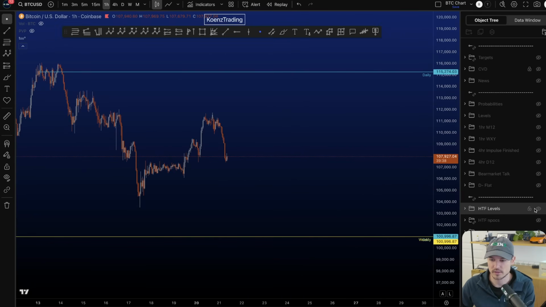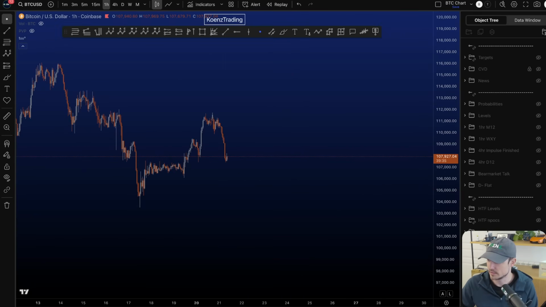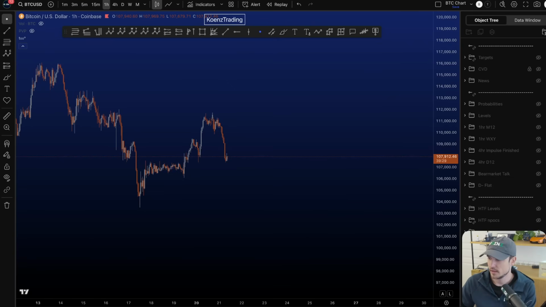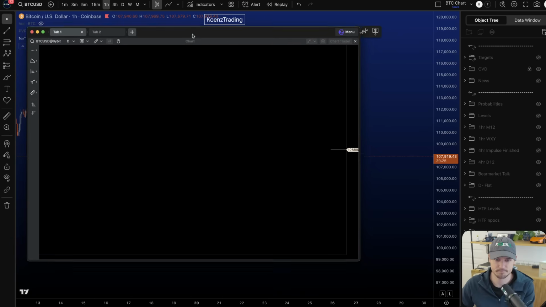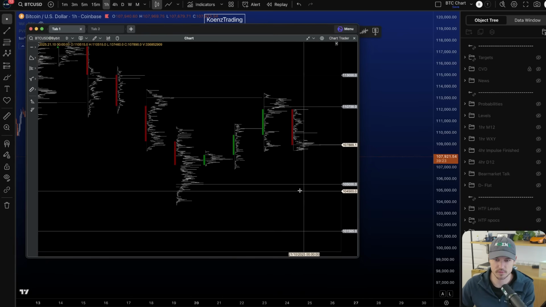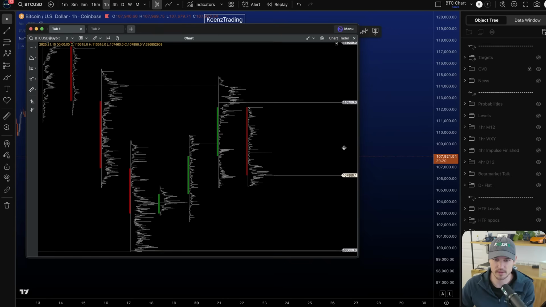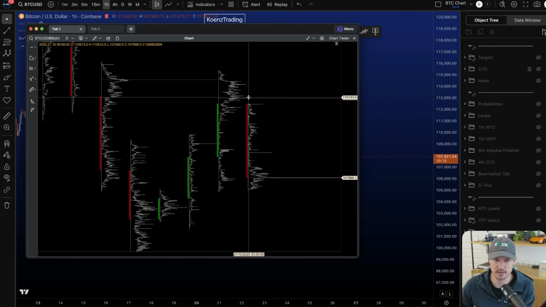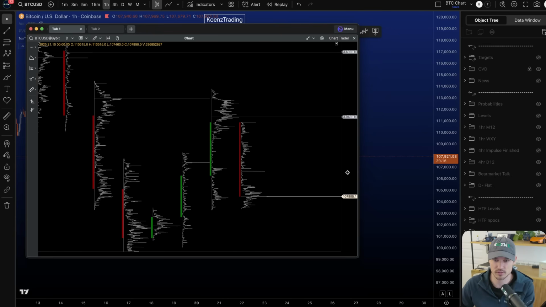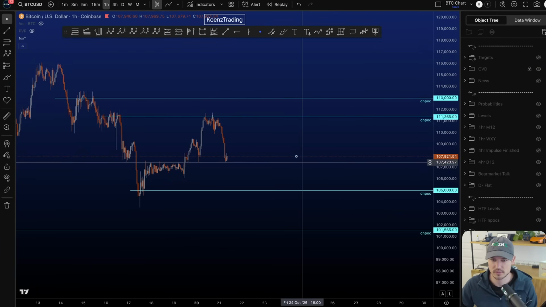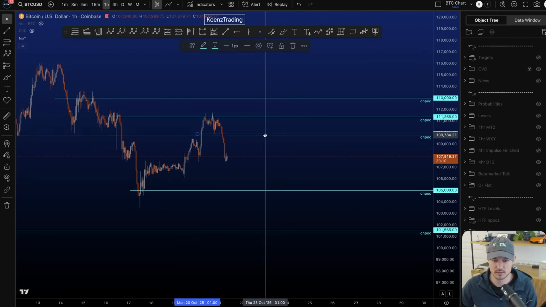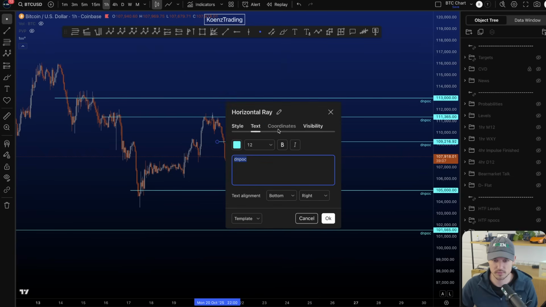So let's have a look at the volume levels instead, which means having a look at ATAS. So quickly boot up ATAS here. And then have a look at the point of control. Daily naked point of control. So we do have a daily naked point of control, and here on ATAS it is not touched. So this one sits at 110.7k.